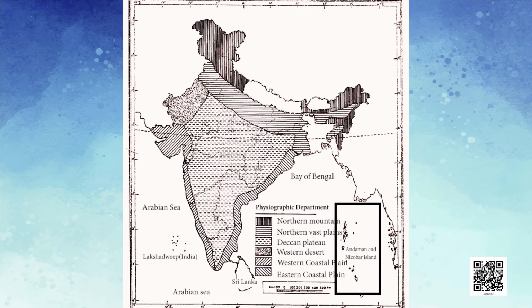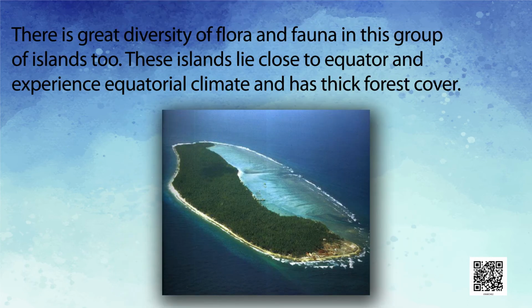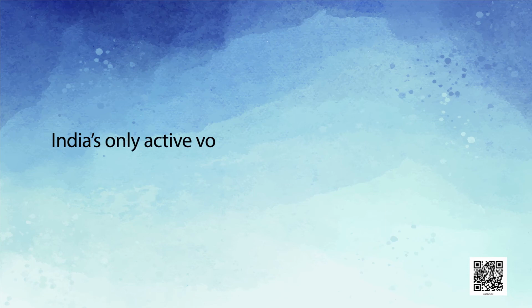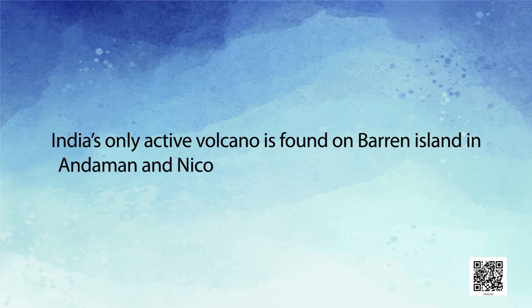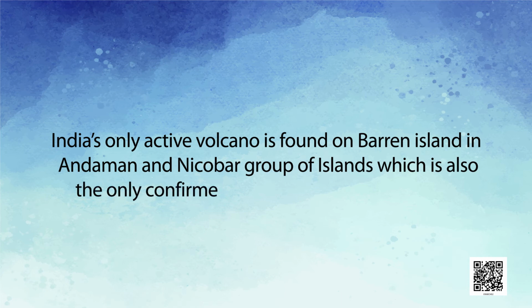These island groups are of great strategic importance for the country. There is great diversity of flora and fauna in this group of islands too. These islands lie close to the equator, experience an equatorial climate and have thick forest cover. Children, do you know that India's only active volcano is found on Barren Island in the Andaman and Nicobar group of islands, which is also the only confirmed active volcano in South Asia.